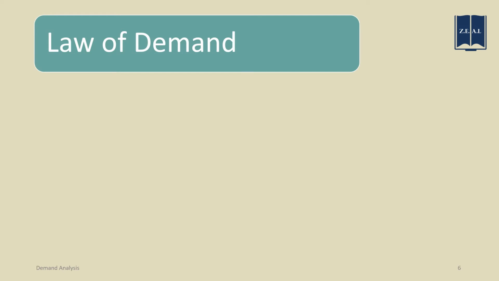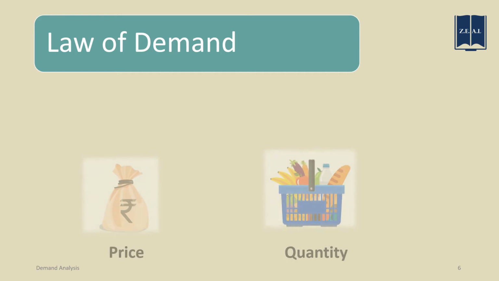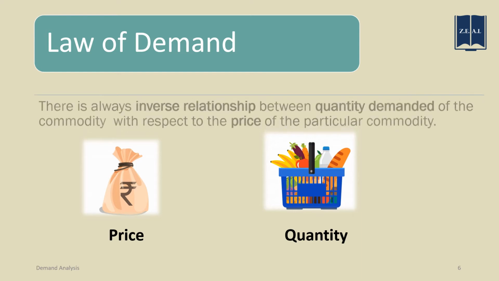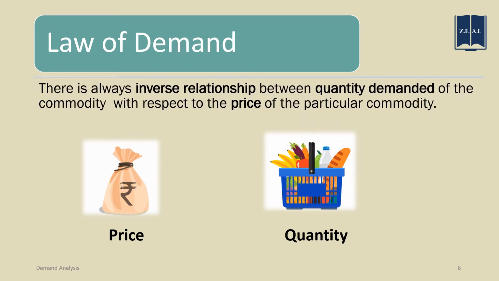To know how demand works, we must first understand the law of demand. As discussed in the previous example, the two factors involved in demand are price and quantity. Law of demand describes the relationship between these two factors, which is price and quantity demanded. So, the law of demand explains that there is always an inverse or indirect relationship between quantity demanded and price. That means when price increases, the quantity demanded decreases and vice versa.